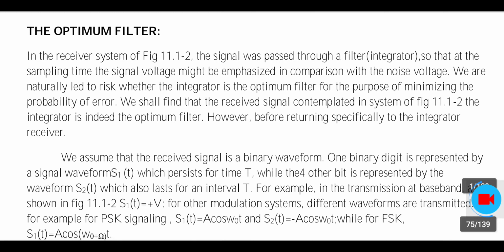Continuing, the optimum filter. Here, how do we define this filter? Basically we know low pass filters, high pass filters, band pass filters, anti-aliasing filters, and smoothing filters. But here we use the optimum filter, in the receiver system. The filter is simply an integrator, so that at the sampling time the signal voltage may be emphasized in comparison with the noise voltage. This filter is used for compression of the input noise.